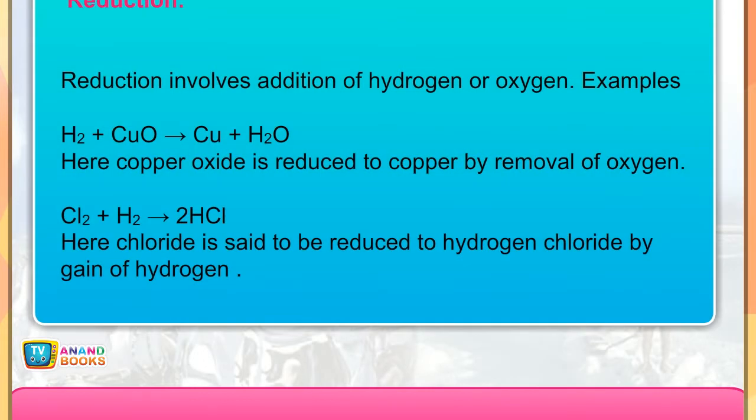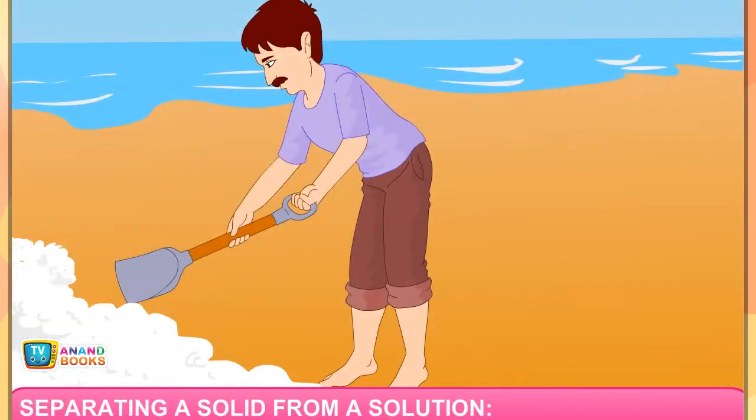Reduction. Reduction involves addition of hydrogen or removal of oxygen. Examples, H2 plus CuO gives Cu plus H2O. Here copper oxide is reduced to copper by removal of oxygen. Cl2 plus H2 gives 2HCl. Here chlorine is said to be reduced to hydrogen chloride by gain of hydrogen.